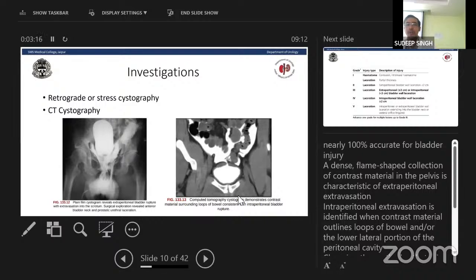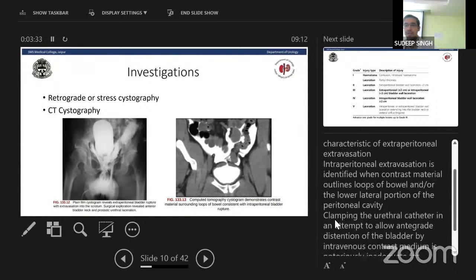Investigations include retrograde or stress cystography and CT cystography. This is nearly 100% accurate for bladder injuries. In the left image, the first image shows a dense flame-shaped collection of contrast material in the pelvis. It is characteristic of an extraperitoneal extravasation. The image on the right shows intraperitoneal extravasation, and it is identified when the contrast outlines the loops of the bowel and the lower portion of the peritoneal cavity.